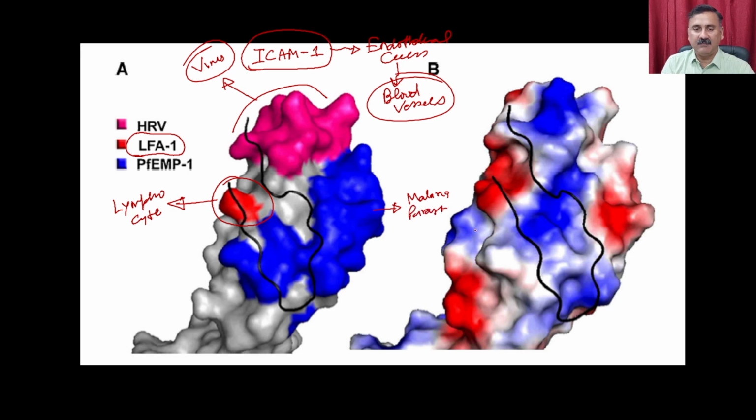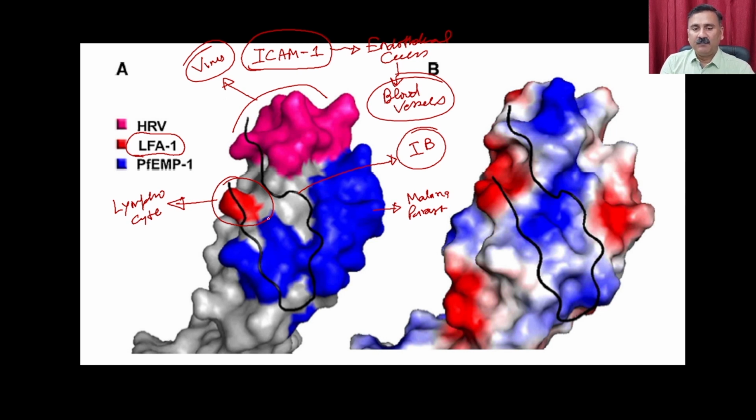Here I am showing the same in terms of the positive and negative charges. So this is the topology of the different types of charges. And what you see, this black color thread is a peptide, which is called the inhibitory peptide. This peptide is known to disrupt the interaction of ICAM1 with LFA1.